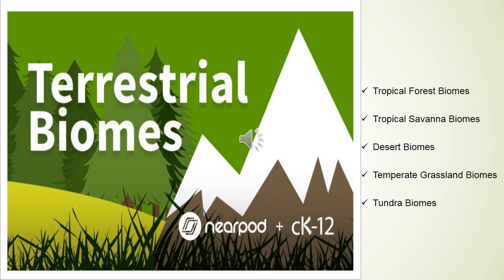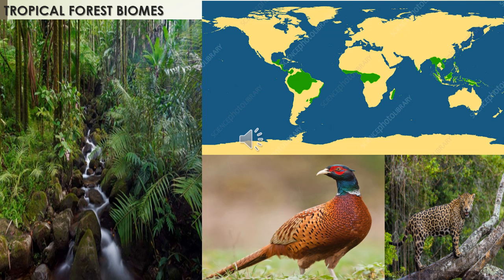So terrestrial biomes: tropical forest biome, tropical savanna biome, desert biome, temperate grassland biome, then tundra biome. Terrestrial biome is nothing but a group of living organisms that live and interact with one another on land. So first, tropical forest biome. The tropical forest biome is comprised of several subbiomes.